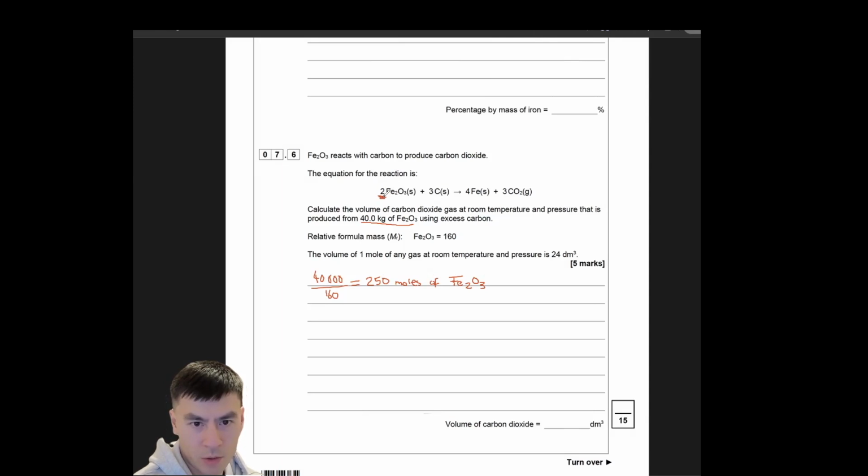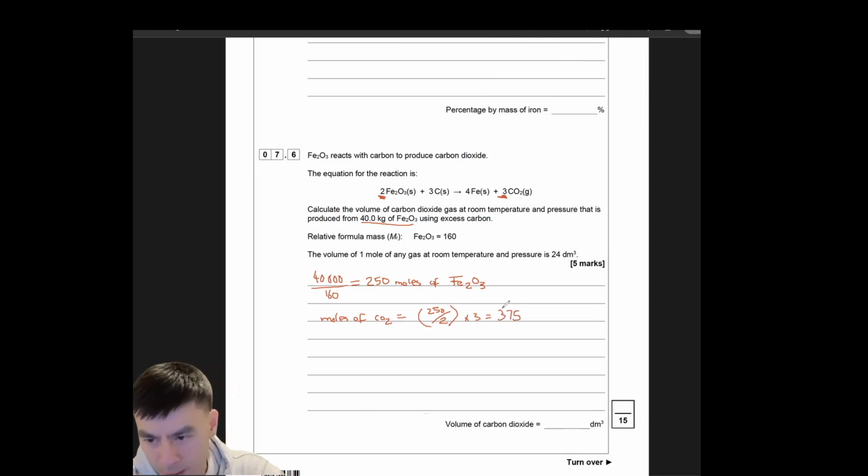Molar ratio to calculate the volume of gas, okay, 4 to 3 moles of CO2 is 250 divided by 2 times 3, which equals 375. Okay, then put it into the gas constant.